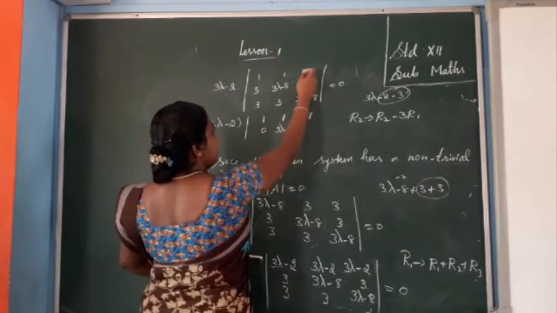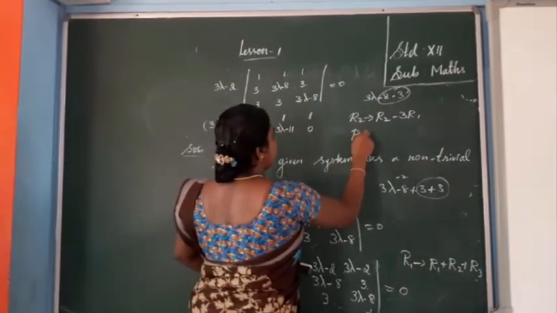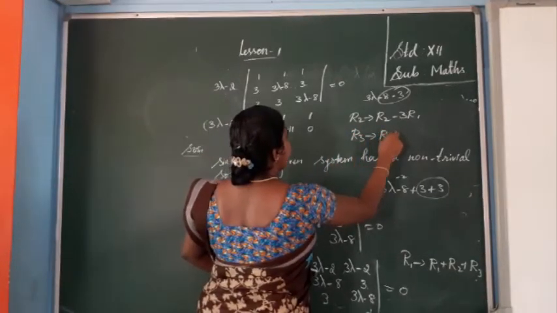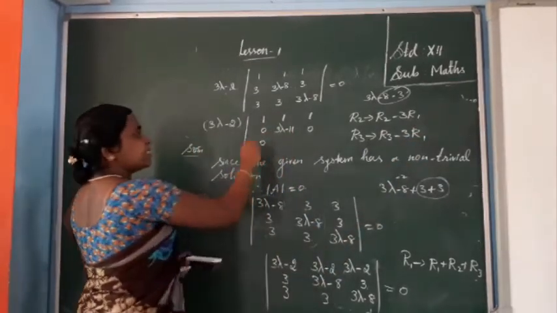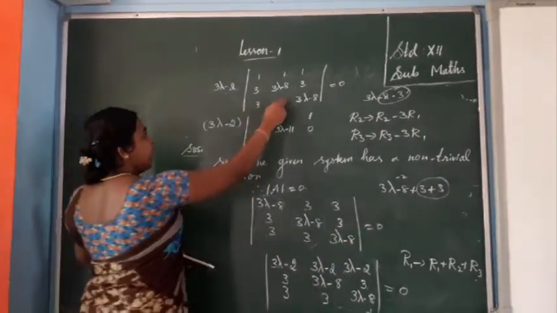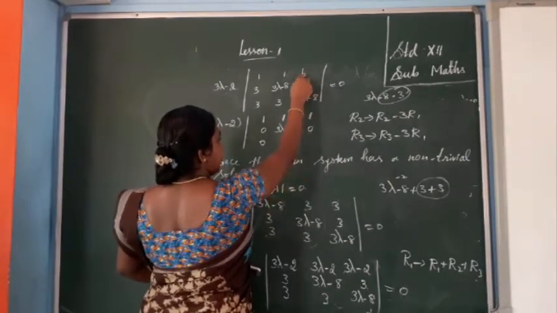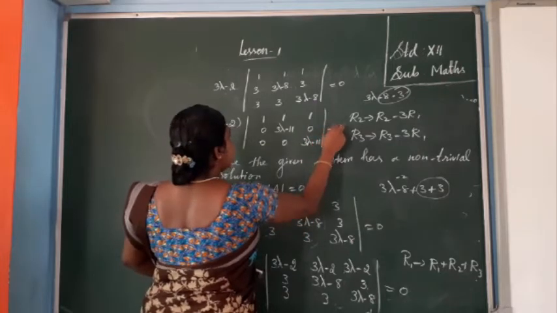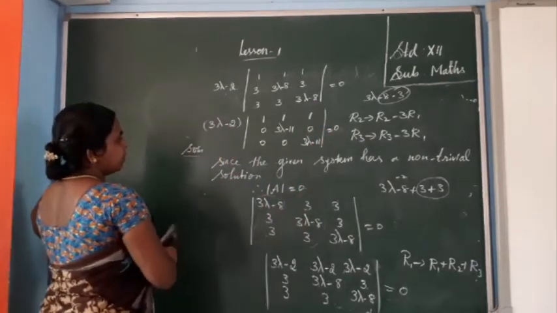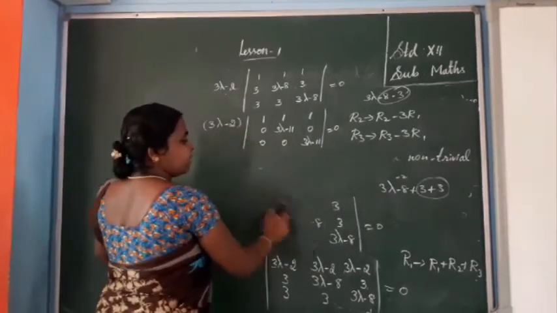Next, 3 minus 3 is 0. Okay. Next row also, R3 gives R3 minus 3R1. 3 minus 3 is 0. Then again 3 minus 3 is 0. Next, 3 lambda minus 8 minus 3, that is 3 lambda minus 11, equal to 0. So we have converted it into a simple form. Now you can find the determinant easily.